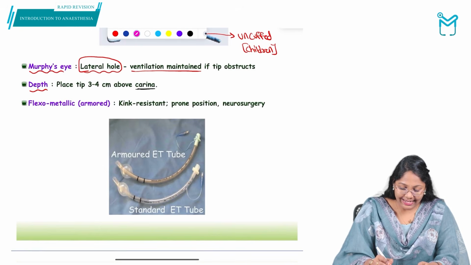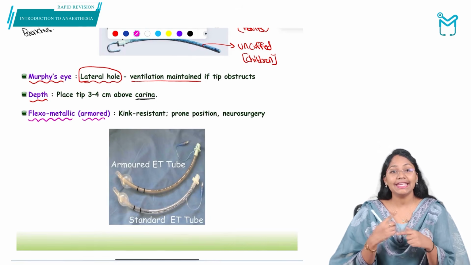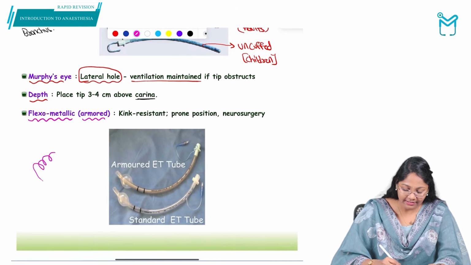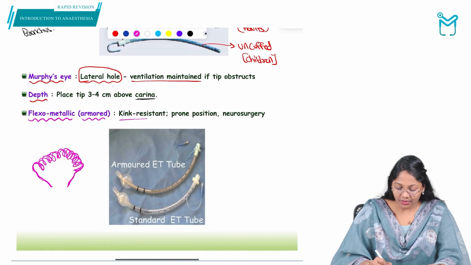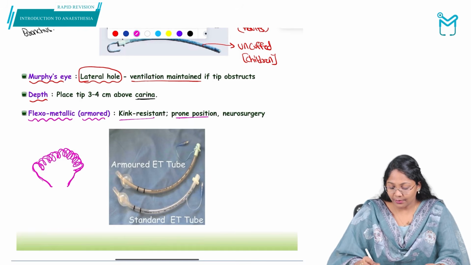Now coming to the next instrument, which is flexometallic. This is kink resistant. It is very flexible, as the name itself says, flexo-metallic endotracheal tube. So it is kink resistant, very flexible, and it is useful in the prone position, for neurosurgery patients.